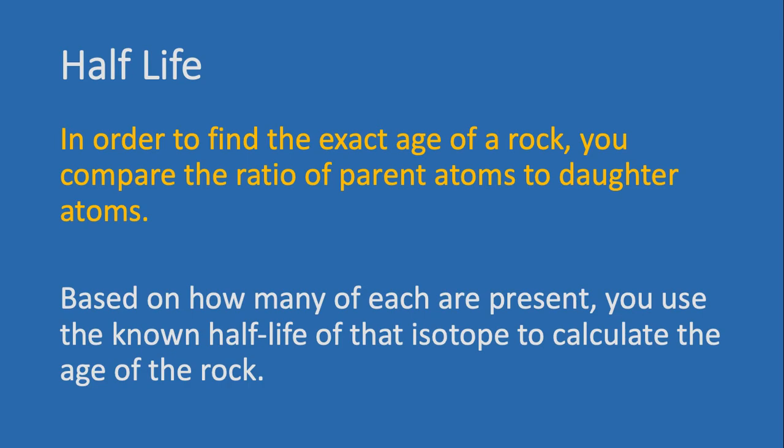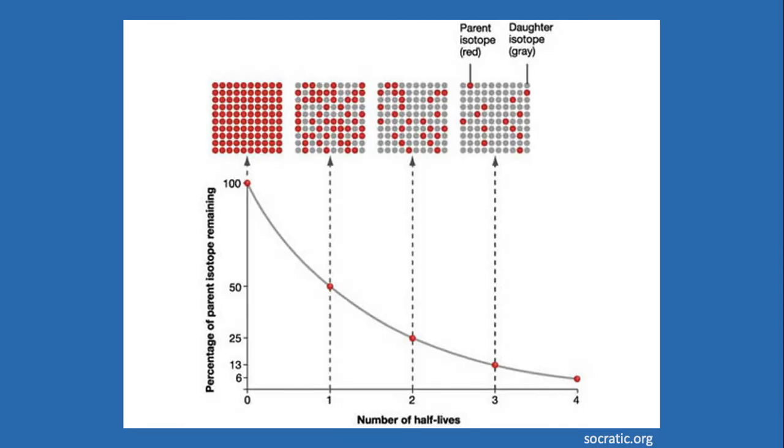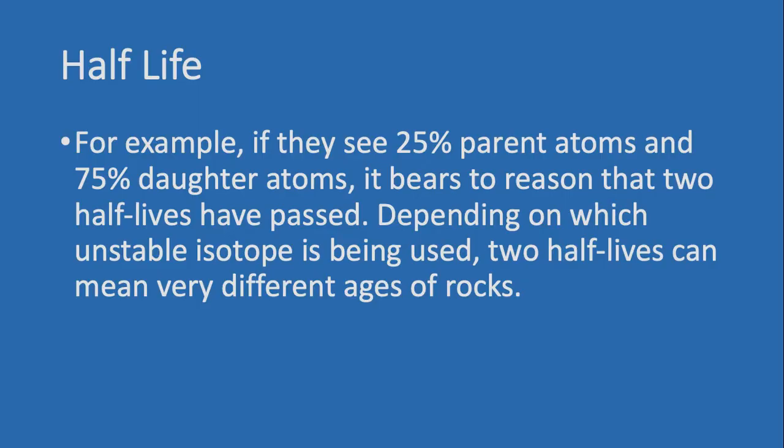So in order to find the exact age of a rock, you compare the ratio of parent atoms to daughter atoms, and based on how many of each are present, you use the known half-life of that isotope to calculate the age of the rock. Here's another look at the graph. For example, if they see 25% parent atoms and 75% daughter atoms, it stands to reason that two half-lives have passed. Depending on the unstable isotope that is being used, two half-lives can mean very different ages of the rocks.